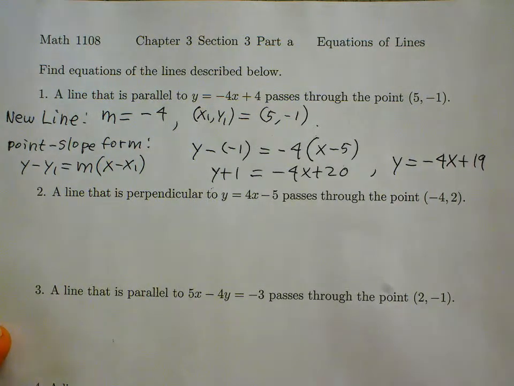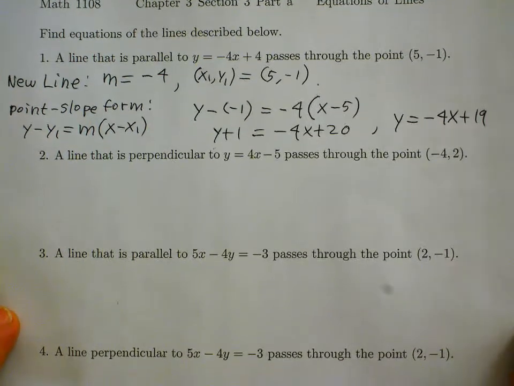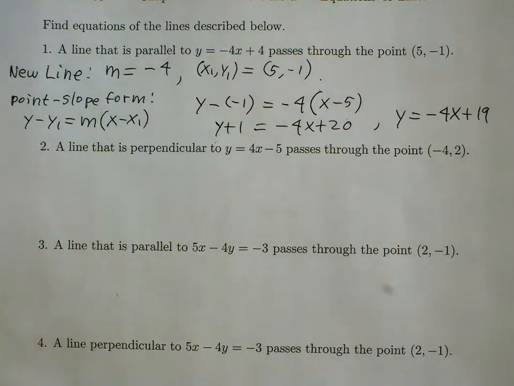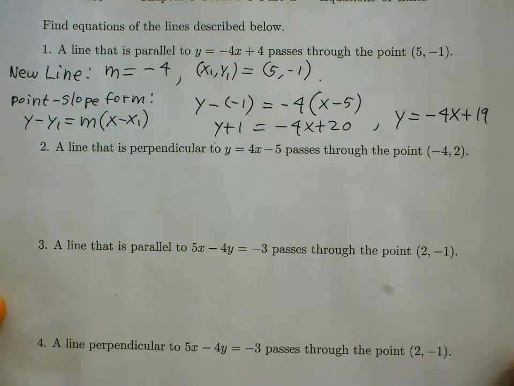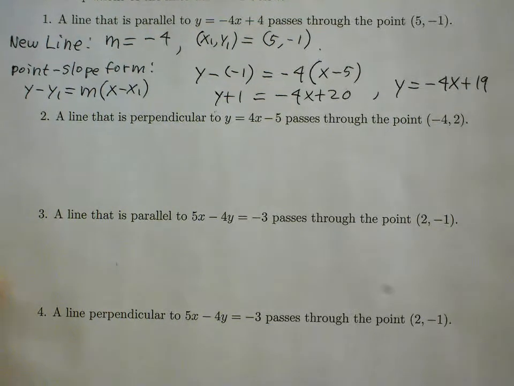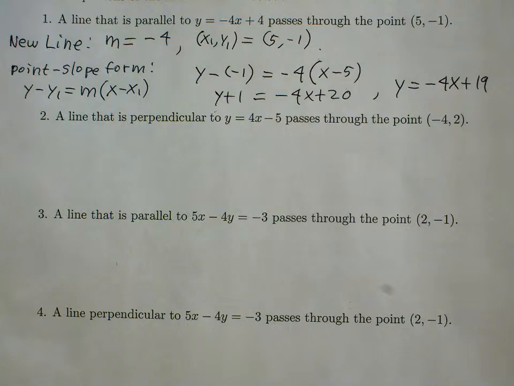Okay, let's do one more problem, and then we'll stop to have the Zoom meeting. Okay, so take a minute to think about problem 2. We want to find the equation of a line that is perpendicular to y equals 4x minus 5, and which passes through the point negative 4, 2.